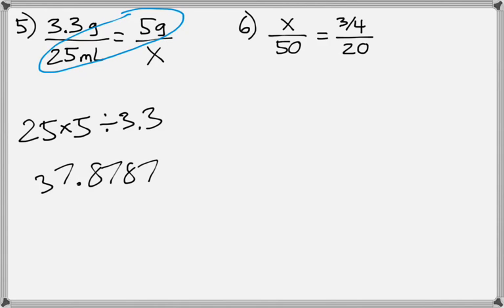37.8787, and the 87 keeps going. We're supposed to round this to the nearest tenth, so all I need to have is just 2 decimal places so that I can round. So this 7 tells me to round this 8 up to a 9, so it will be 37.9.